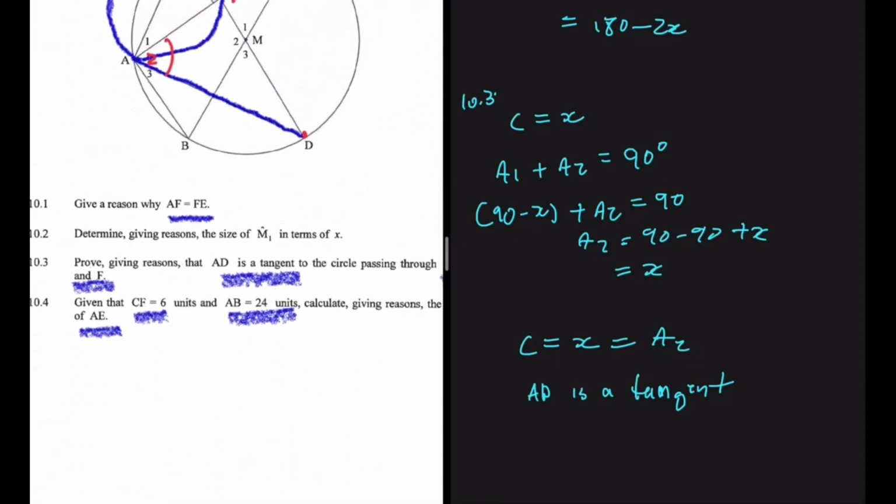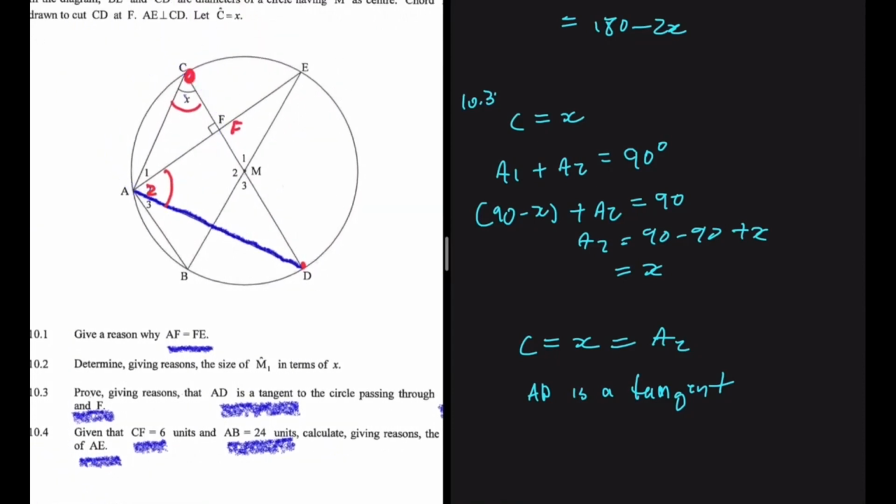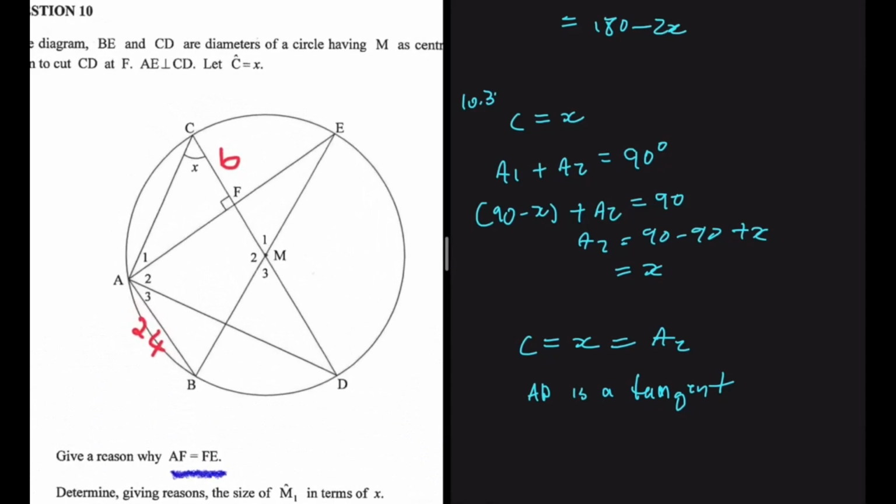All right, and the moment we've all been waiting for, 10.4. So 10.4, we're given that CF is equals to 6 units. So let me just get rid of all this so that we can have a bit of clarity. So CF is equals to 6 units. So we have 6 units here. And then AB is equal to 24 units. So this is 24 units. And then let's calculate, given reasons, the length of AA. So we need this entire line here. This entire line. Right. So what can we do here?